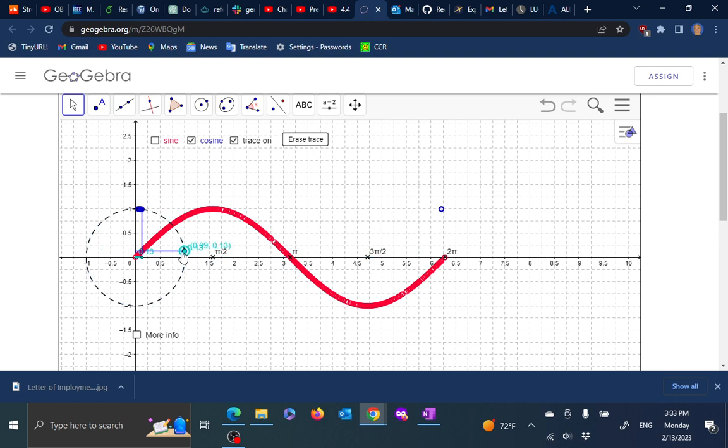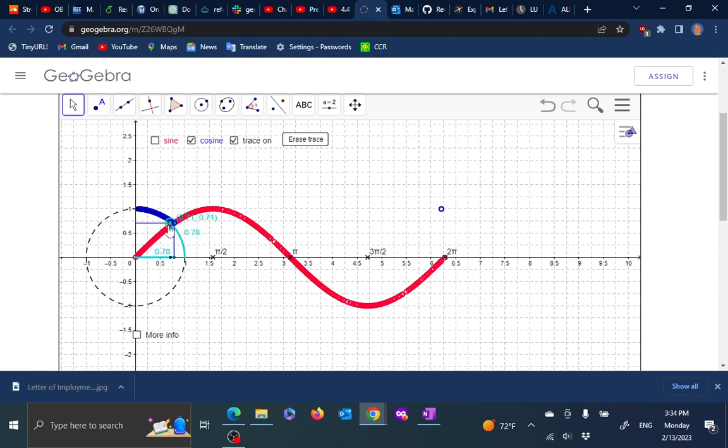Cosine, you can do the same thing. Again, the teal is the angle. Cosine is this blue color line here that you see here. This is cosine of x. We are drawing it vertically.